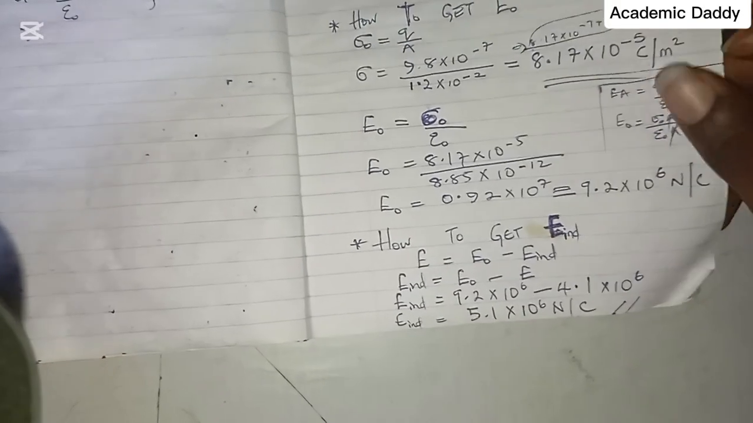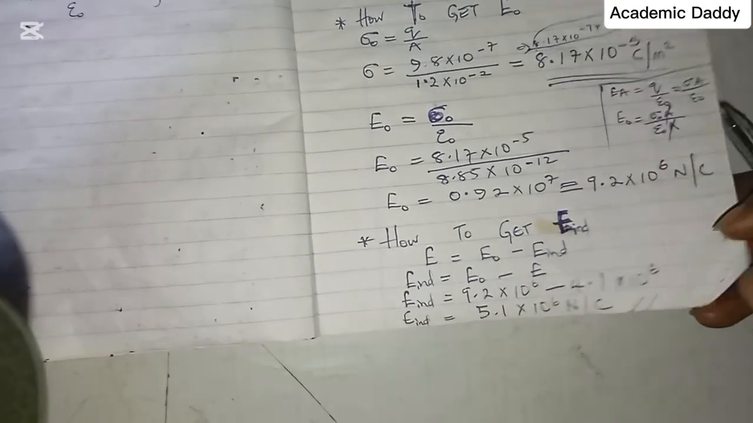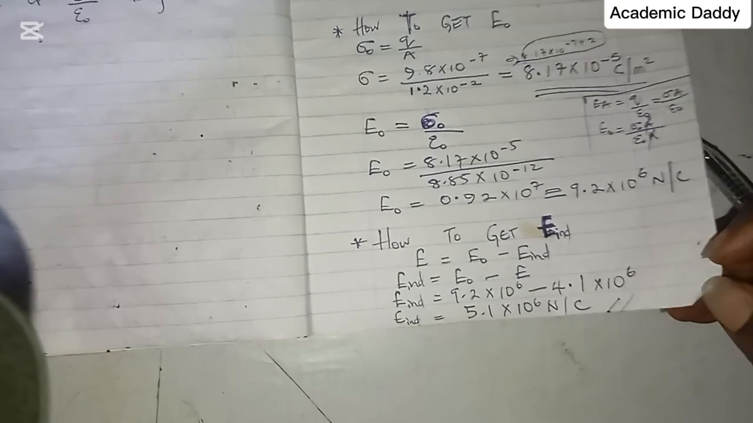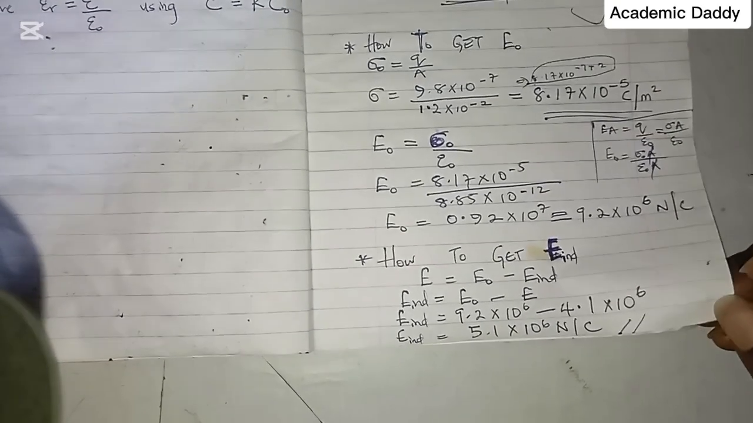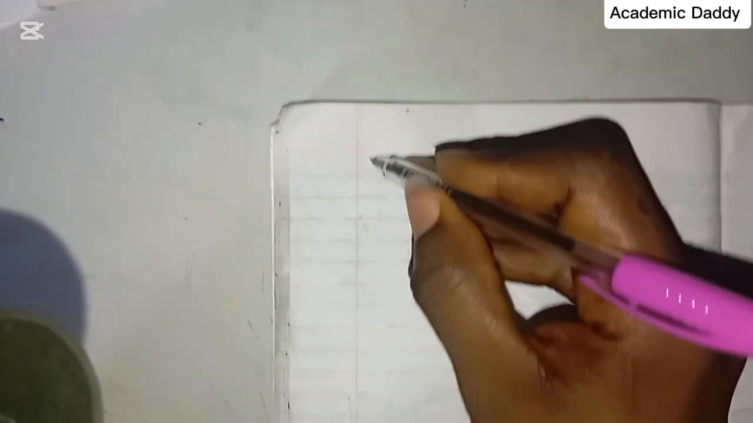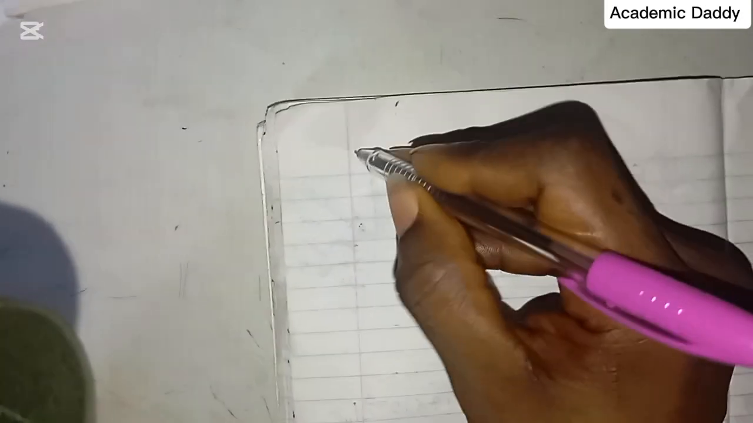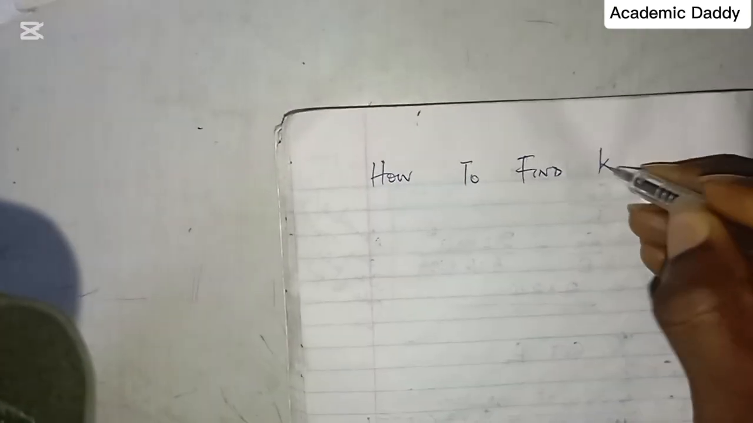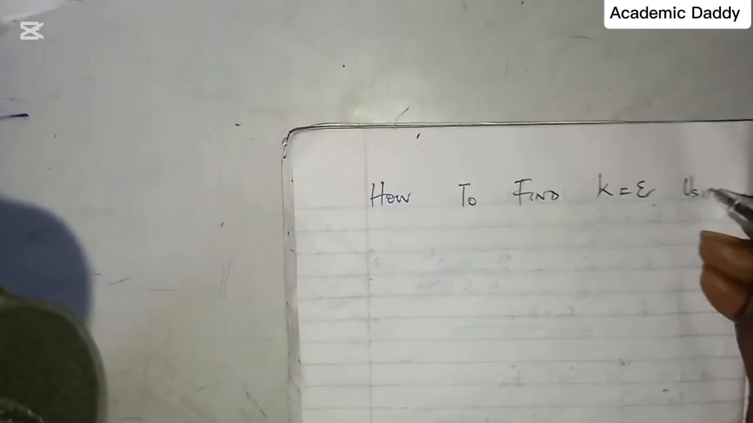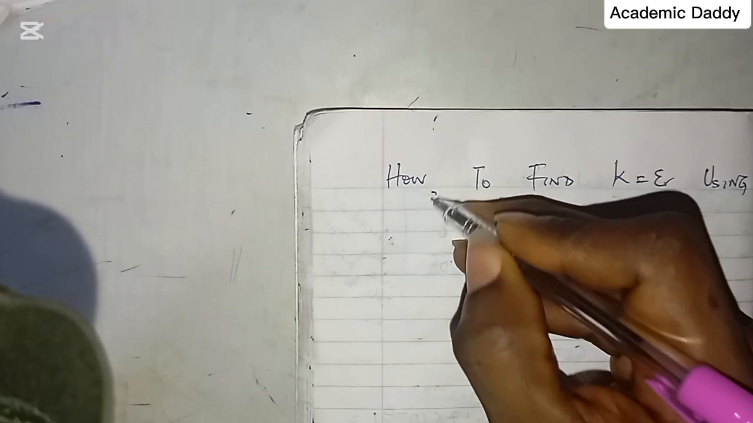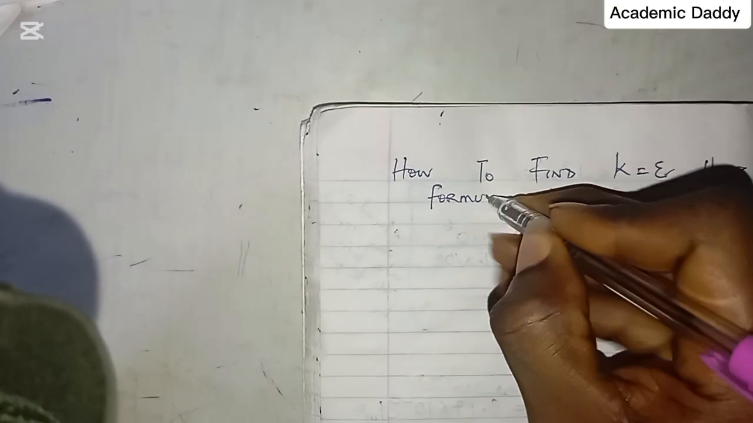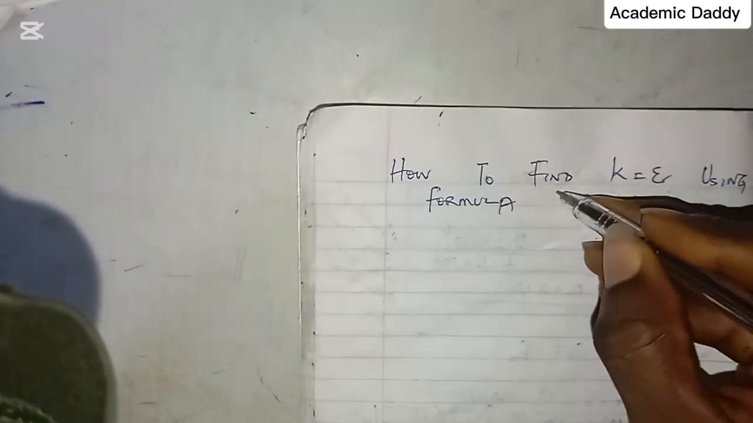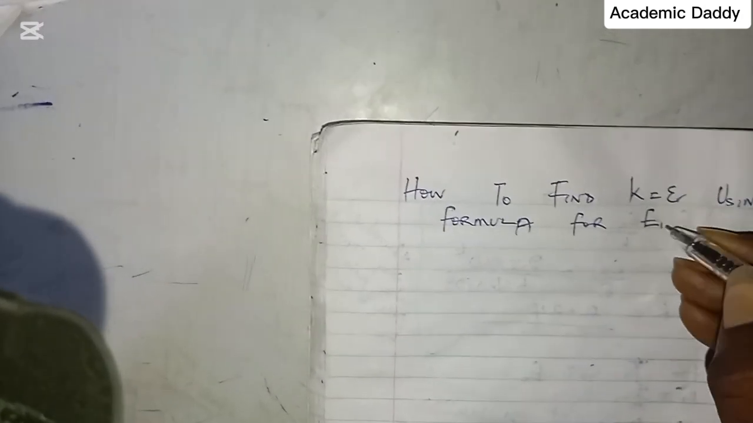Alright, so if we've gotten this, we can actually say another, or should I say alternative method to finding K, to be sure if our K is constant. Okay, how to find K? And K is equals to ER, if you still remember, using the formula for E induced.